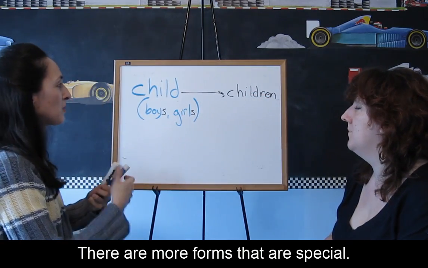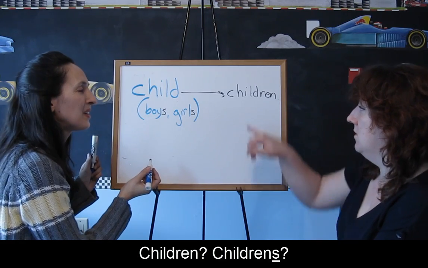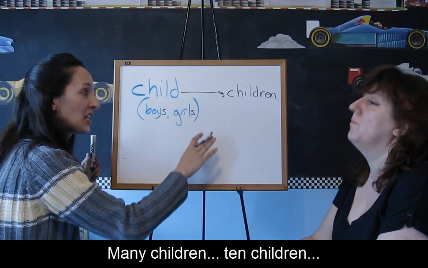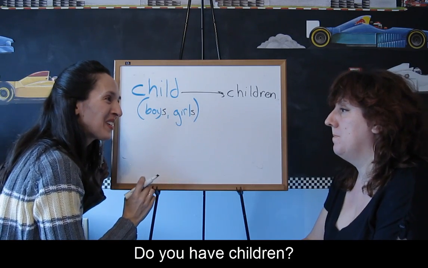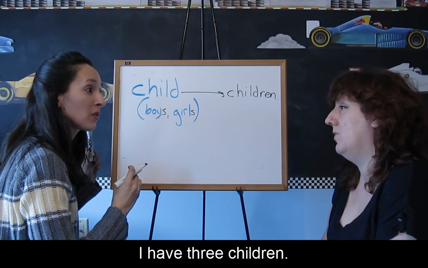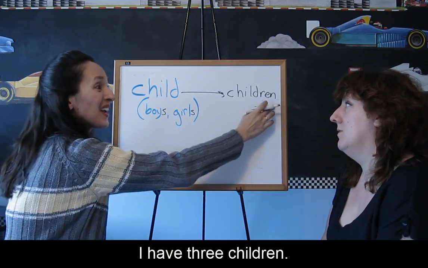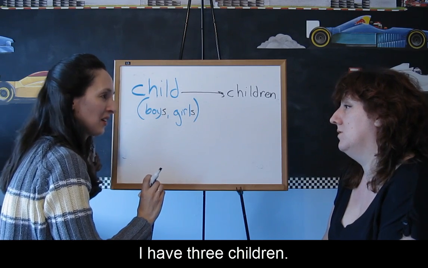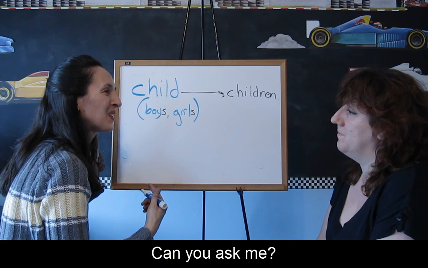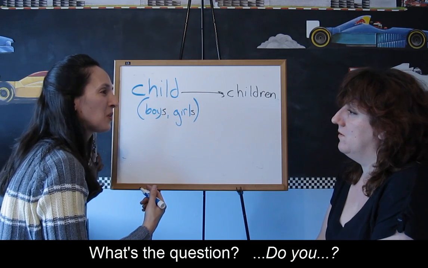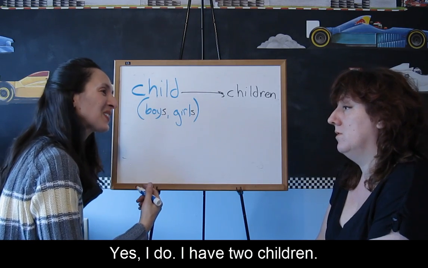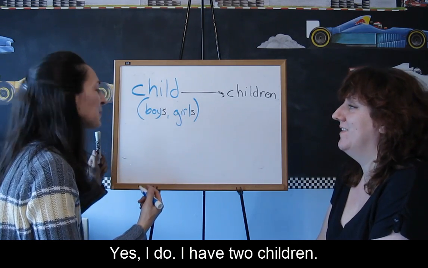There are more forms that are special. Do you have a question? Children, children's? No S. Many children, 10 children. Okay. Children. Do you have children? Three children. So I have three children, without the S. I have three children. Can you ask me? What's the question? Do you have children? Yes, I do. I have two children.